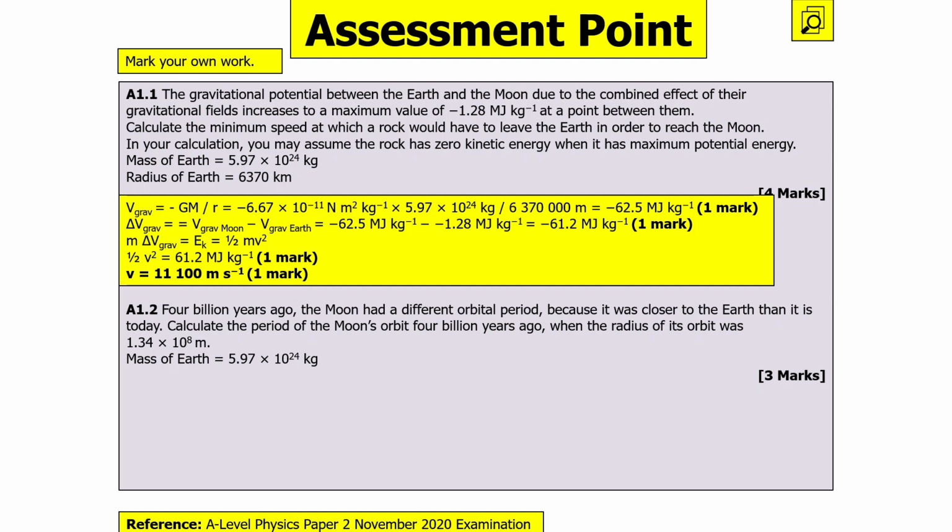So we know m delta V is equal to the kinetic energy, or a half mv squared. So that tells us, by cancelling out the m's, a half v squared equals 61.2 megajoules per kilogram. So v equals 11,100 meters per second.